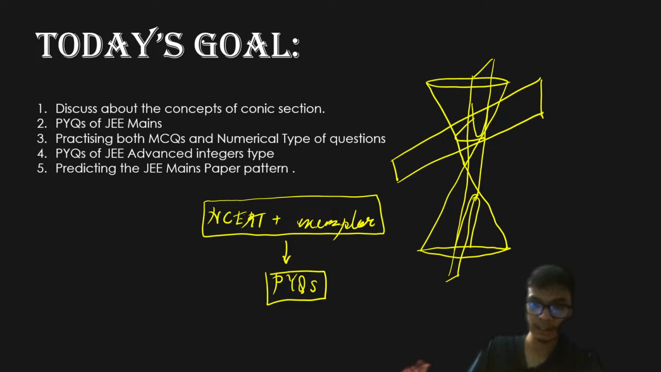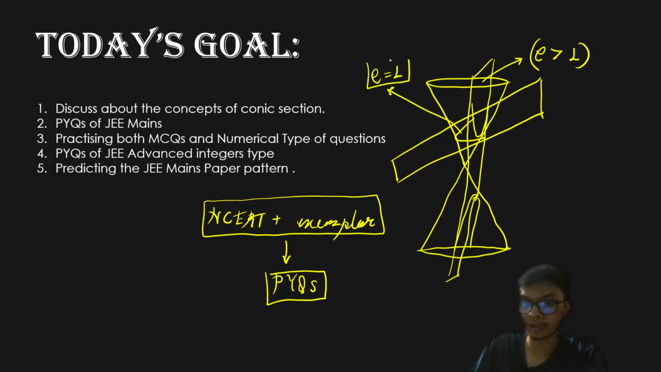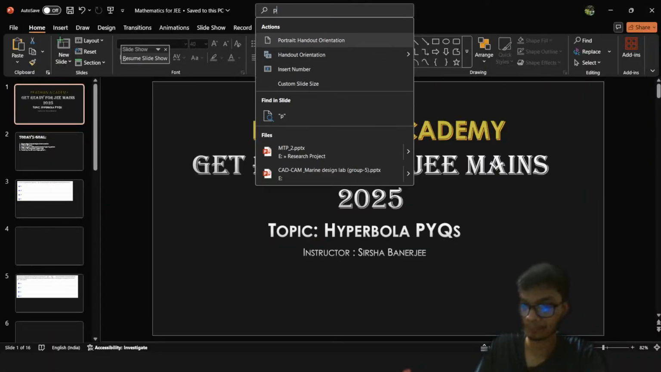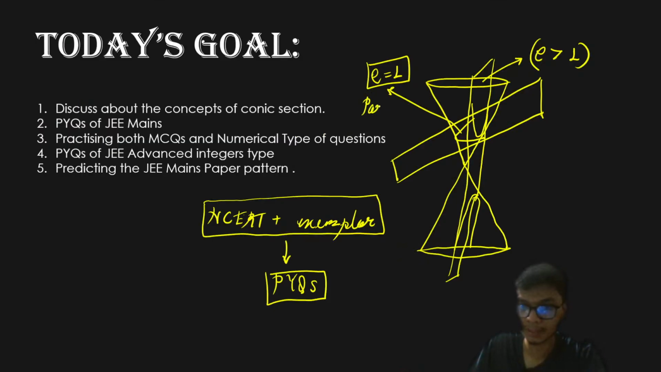Another very important differentiation between parabola and hyperbola is that for a hyperbola, the eccentricity is always greater than 1, right? And for a parabola, the eccentricity is equal to 1. So let me write it over here. This is for the case of parabola, and this is for the case of hyperbola, right? And also for the case of ellipse.